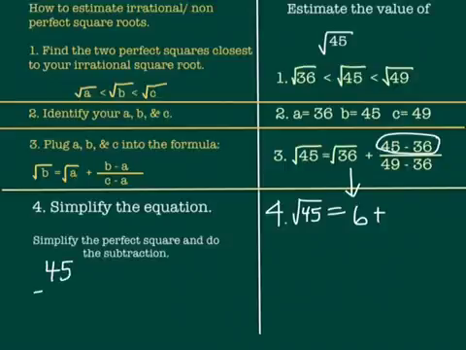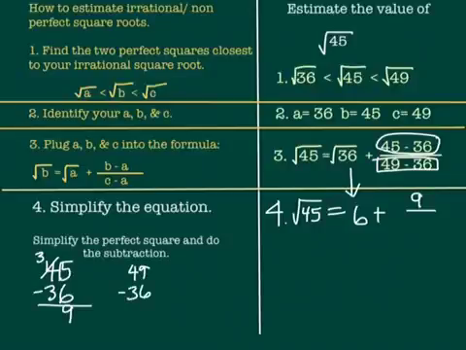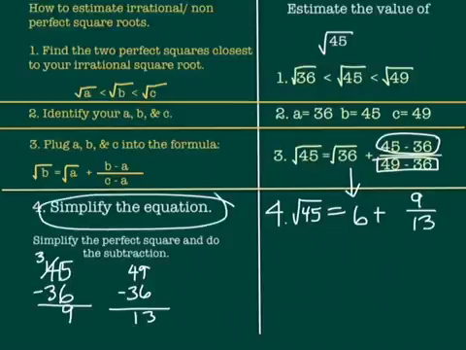45 minus 36. You're going to have to regroup here, so this is going to turn into a 3. 15 minus 6 is 9. And 3 minus 3 is 0. So we have 9 on top. And then for the bottom, we have 49 minus 36. So 9 minus 6 is 3. 4 minus 3 is 1. 13. So we have simplified our equation as much as we can so far.